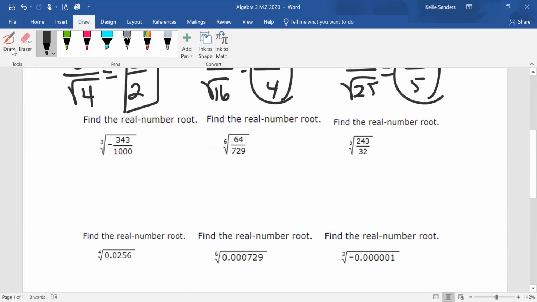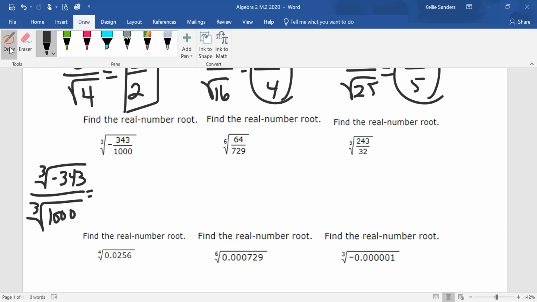Then, same thing here. Cube root of negative 343 over 1,000. That negative is either going to go to the top or to the bottom, but it's not going to go to both. I think the cube root of 343 is 7. I'm not for sure.